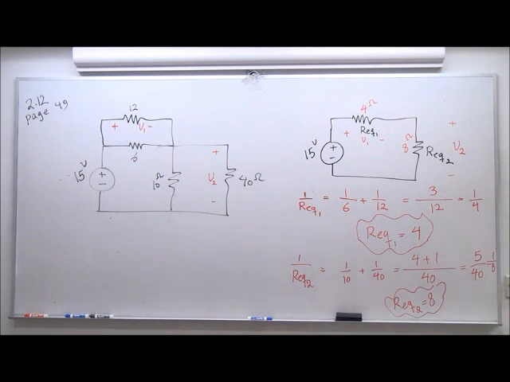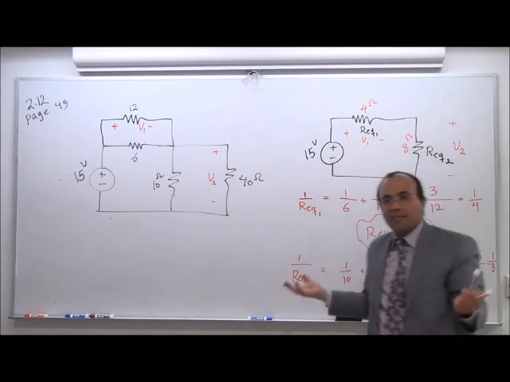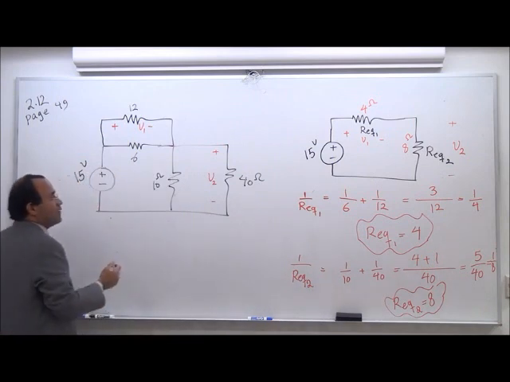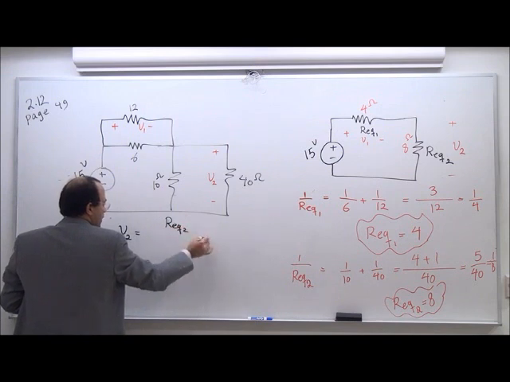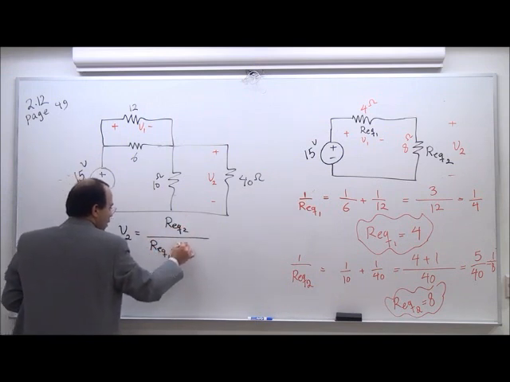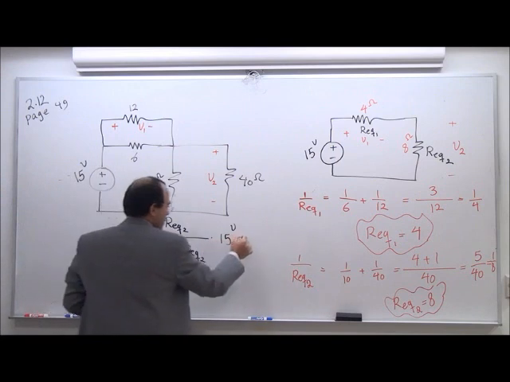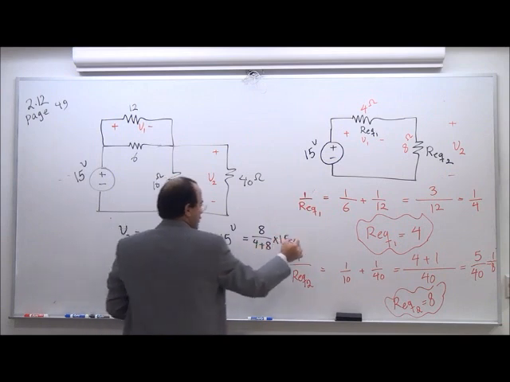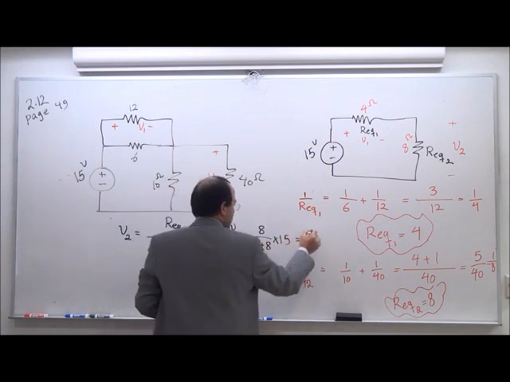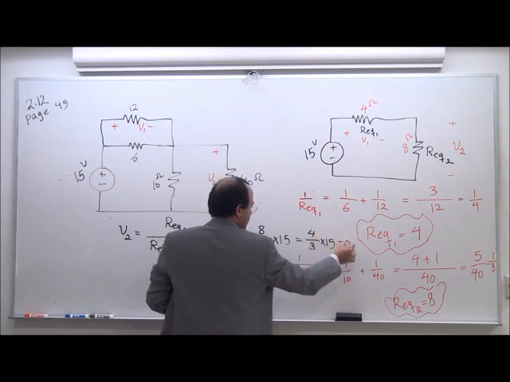What do I see in front of me now? I can see a 4 ohm and an 8 ohm in series in front of 15. That's a series structure. And if I want to find V2, for example, I'm going to use the voltage divider principle. So it says R equivalent 2 divided by R equivalent 1 plus R equivalent 2 times the incoming voltage. That's going to be V2. Let's do it. R equivalent 2 is 8 divided by 4 plus 8 times 15. This is going to be 8 divided by 12, so it's going to be 2 thirds times 15. So this one is going to be 10.